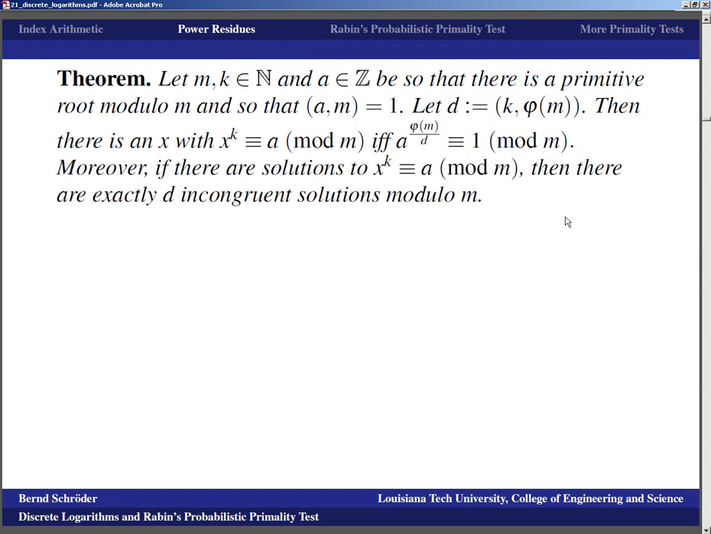Yeah, that shouldn't be too bad then. Okay, moreover, if there are solutions, then they're exactly d incongruent solutions modulo m. Well, we're going to see that in the proof also.